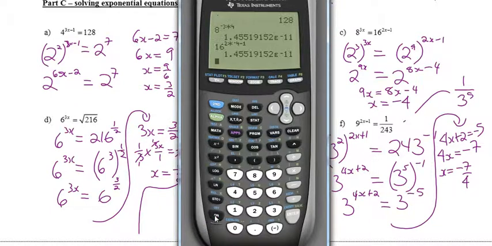We can go 9 to the power of 2 times negative 7 divided by 4 plus 1. And when I hit enter, what am I going to get? You get some decimal, and when I change it to a fraction, I'm going to get 1 over 243. Okay? That's what I should be getting.